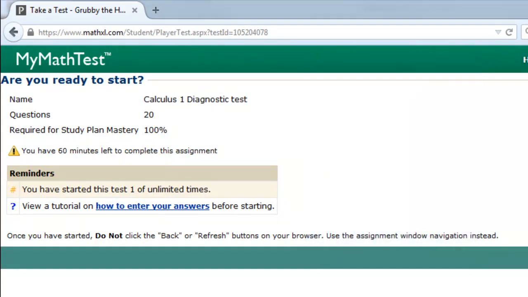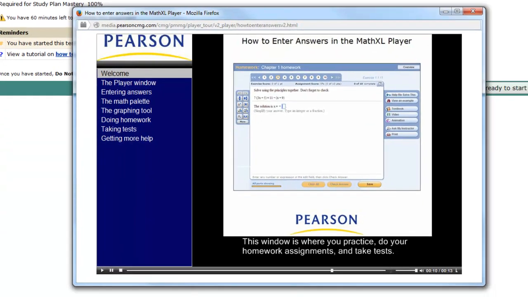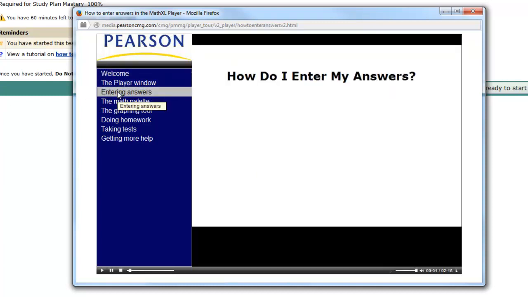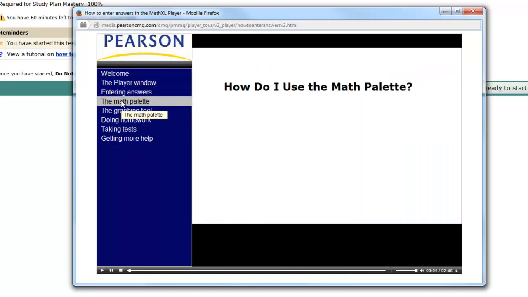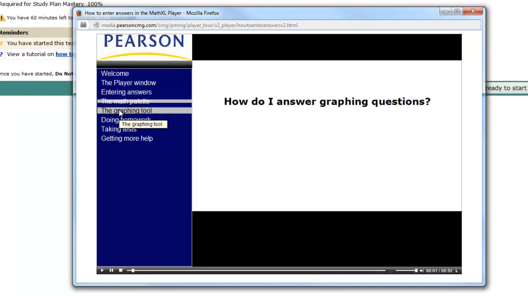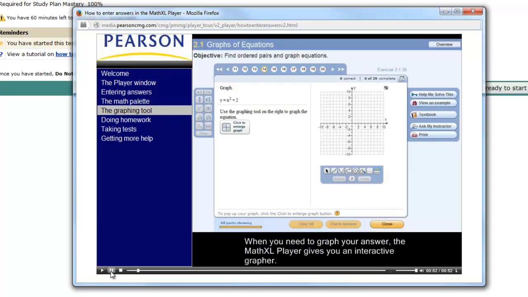Now, keep in mind, your goal is to answer them as completely and correctly as you can without access to a calculator or online notes. If you've never entered mathematics into a computer before, it might be a good idea to try this tutorial. When you do, a small pop-up window will show up that has a number of small videos itself, which will show you how you enter mathematics answers into a test, how you use the math palettes on the side of the screen, or how you use the graphing tool.